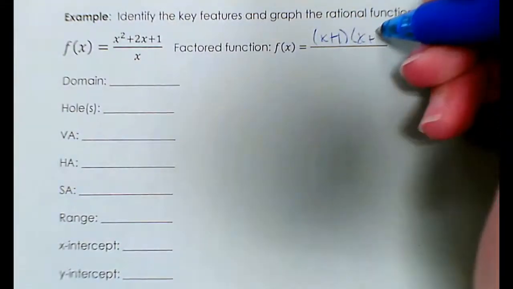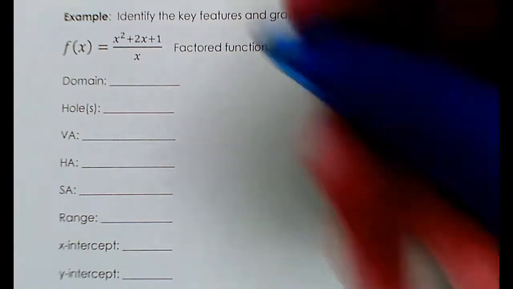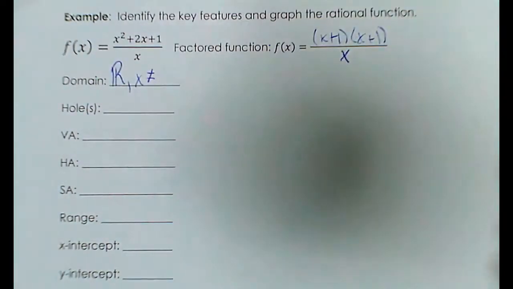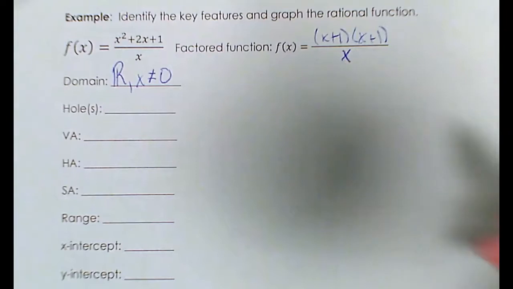X plus 1 and x plus 1, which could also be written as x plus 1 in parentheses squared, right? So x plus 1 quantity squared. What's the denominator? X. So to find the domain, I want to take the denominator and do what with it? Set it not equal to 0, right? Because when the denominator equals 0, that part is not in my domain. So my domain is all real numbers except x cannot equal what? 0. Because the denominator is x, right? So x cannot equal 0.